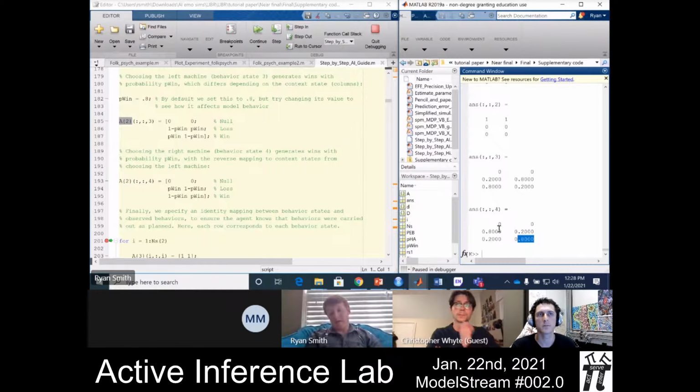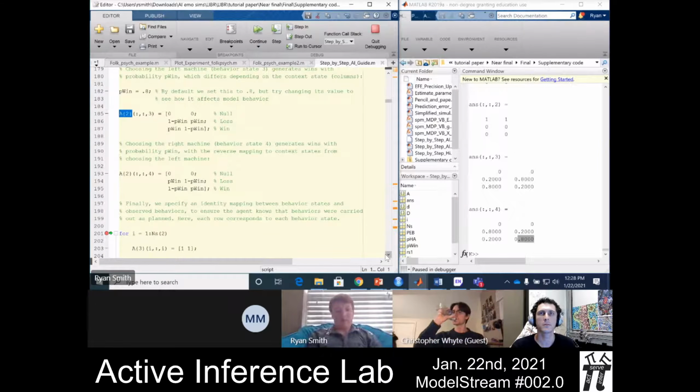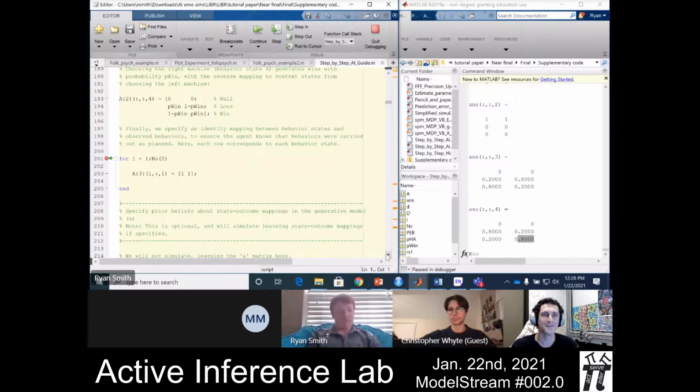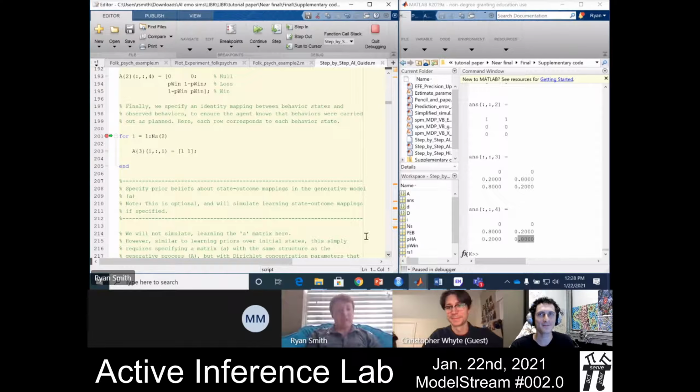And 0.2 and vice versa. So this is just defining the probability of winning given your choice, given whether it's the left better or right better context. And I know that's a mouthful, but yeah.